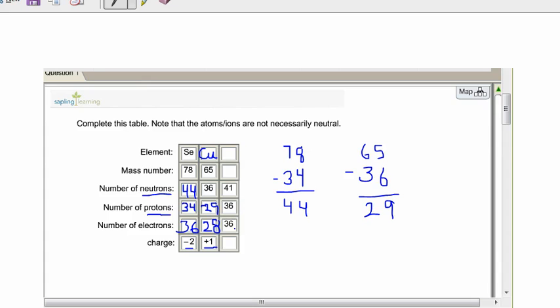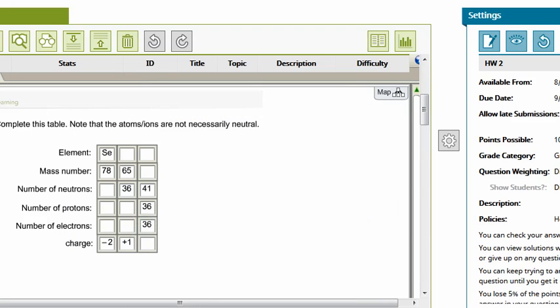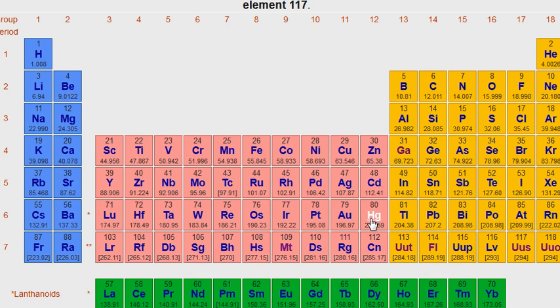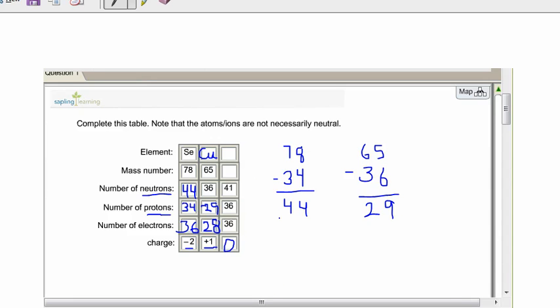Now, in this next example, I have the same number of protons and electrons, so my charge is going to be 0. And once I know that I have 36 protons, I know what my symbol is going to be. Let me get my periodic table up here. 36 is krypton.